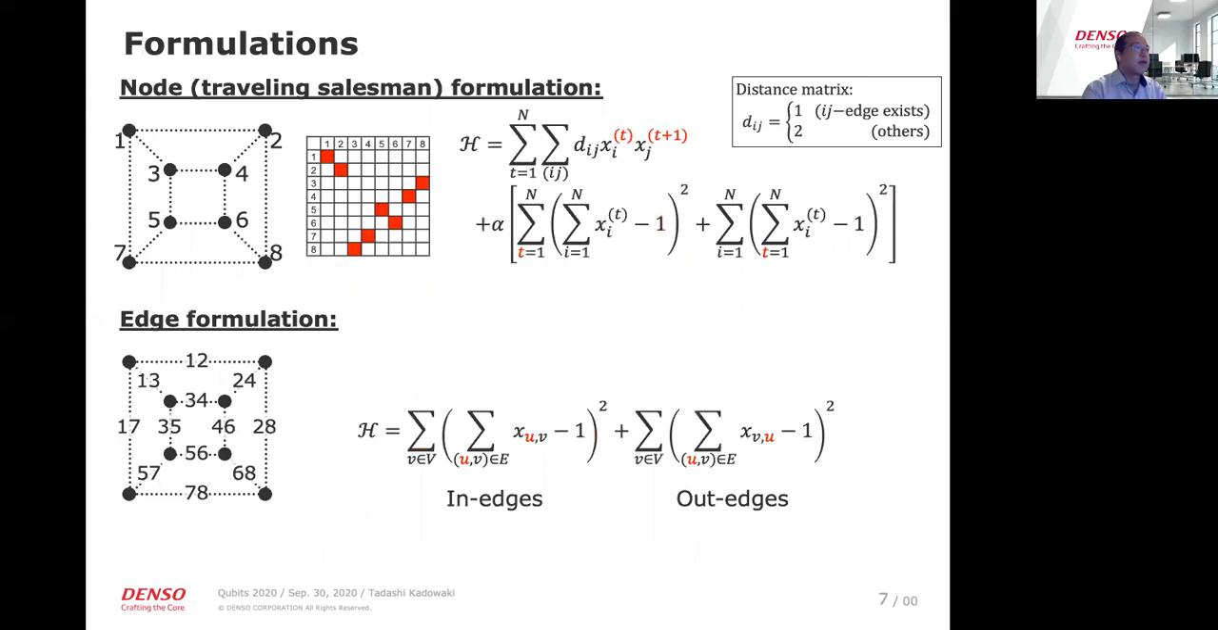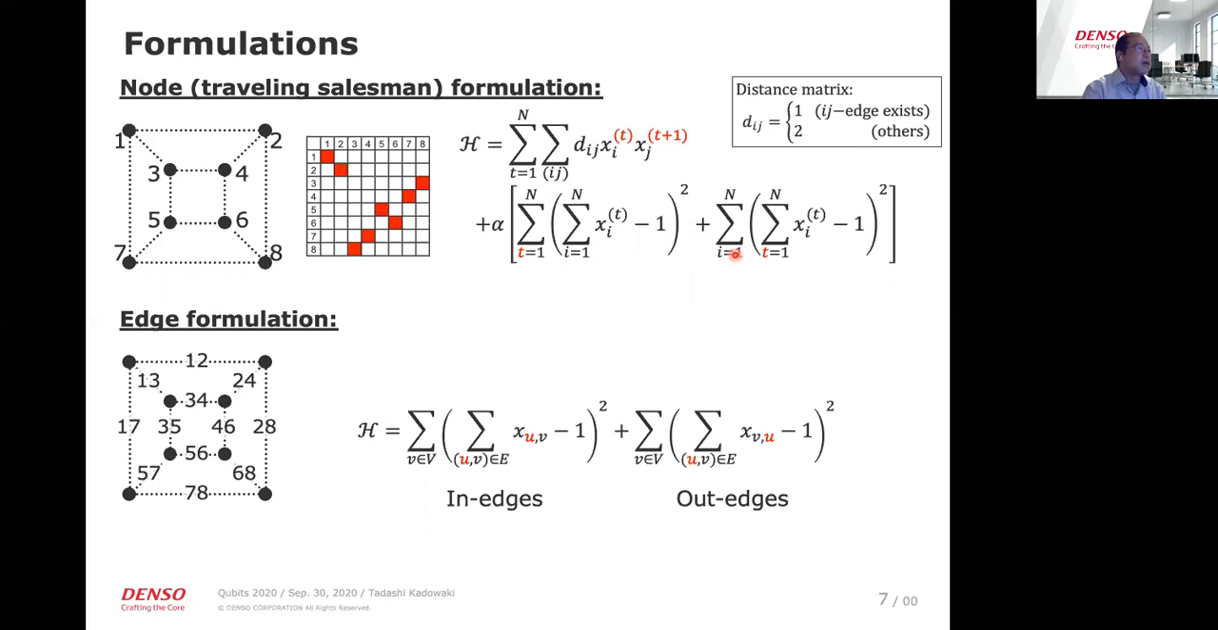How can we solve these problems with Ising solvers? There are two possible formulations. One is a conventional formulation used in the traveling salesman problem. The distance between nodes is defined as this. We need 8 by 8 equals 64 qubits to formulate. We have city and time constraints.